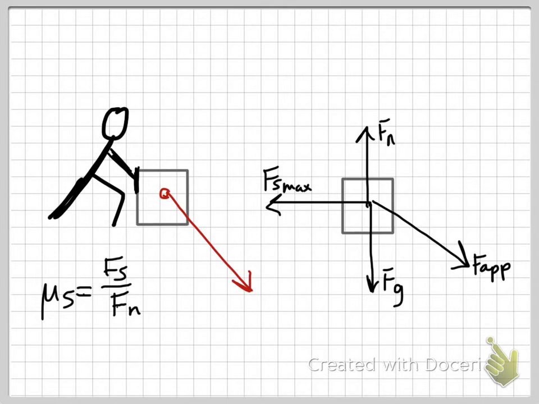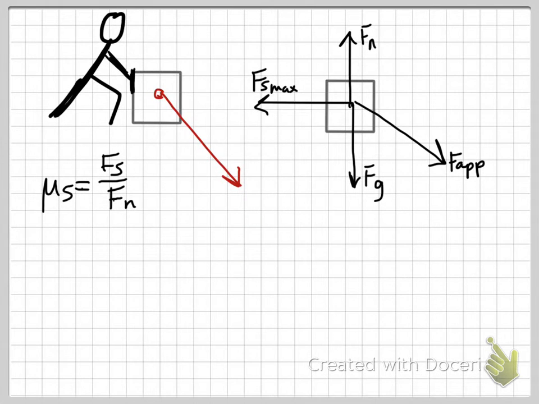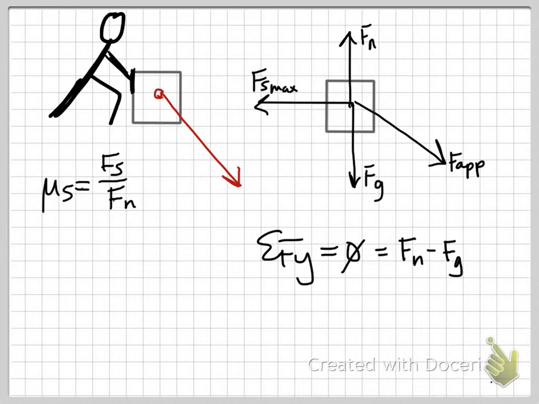So I'm going to move all this up and out of the way. And sum of forces on the y, still equal to 0, equal to normal force minus force of gravity. Anything else? Yes. Also minus F applied y. Now, I didn't give you an angle here.